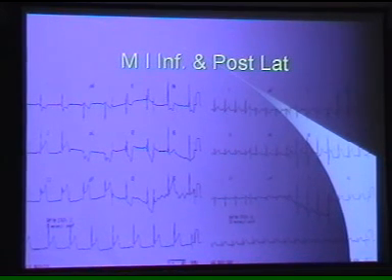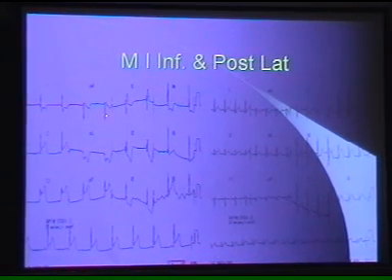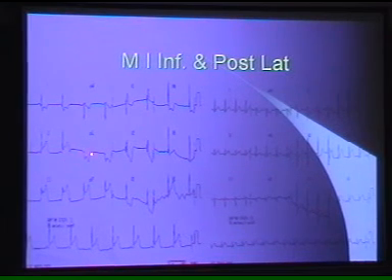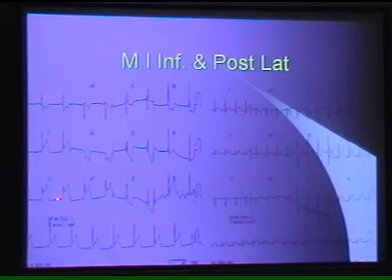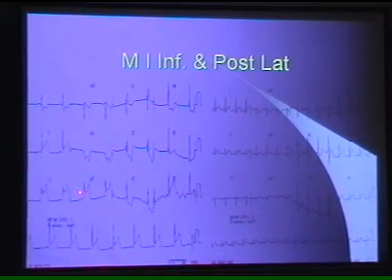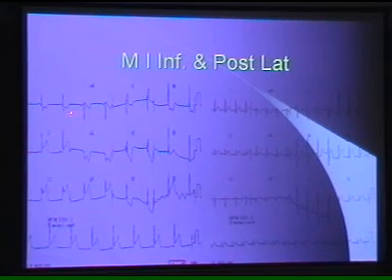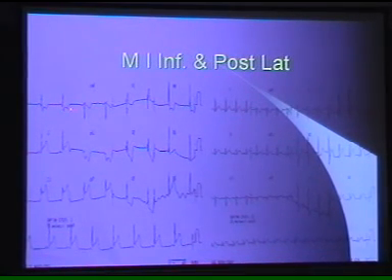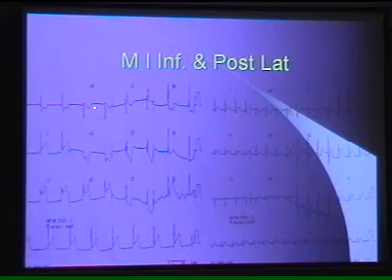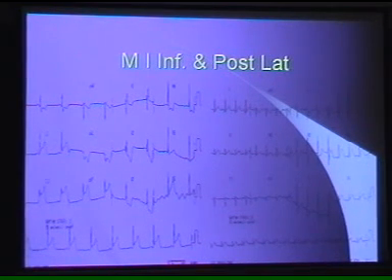Now in the inferior myocardial infarction, we find that the ST segment elevations here are in the inferior leads, that is 2 and 3 and AVF, and not present in the others. But you see that the ST segment is depressed in lead 1 and 2. Next one.